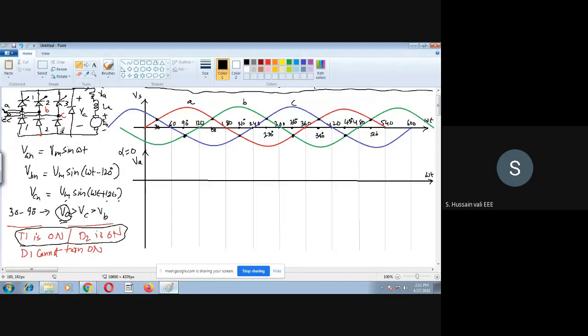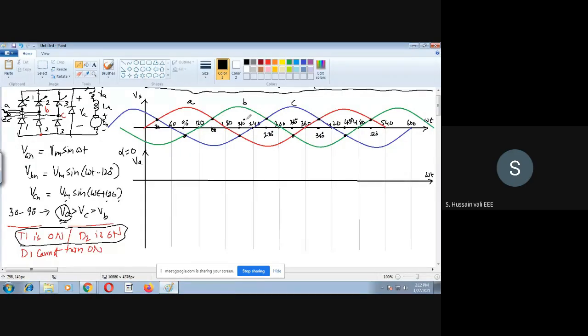If you assume 3 is on, then it is forcing 2 also on. And if 2 is on, then B is there, so 3 will be turned off. So only one option is left here. Every time, one switch in the top leg and one switch in the bottom leg will be turned on, not more than that. So thyristor 1 is on. Among D1, D2, D3, diode D2 will be on because D1 cannot be turned on. If you think D3 is on, then D2 is also on, which is not correct. So the answer is that T1, D2 is on.